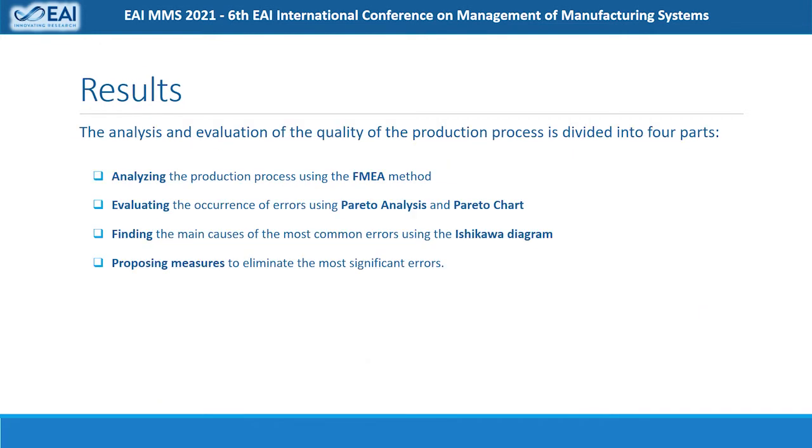The analysis and evaluation of the quality of the production process is divided into 4 parts. Analyzing the production process using the FMEA method. Evaluating the occurrence of errors using Pareto analysis and Pareto chart. Finding the main causes of the most common errors using the Ishikawa diagram. Proposing measures to eliminate the most significant errors.